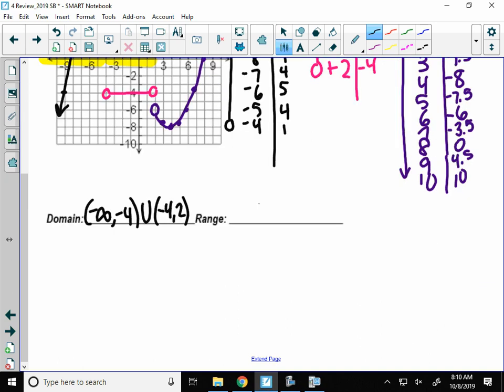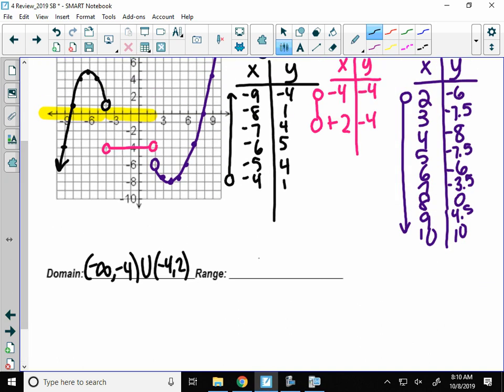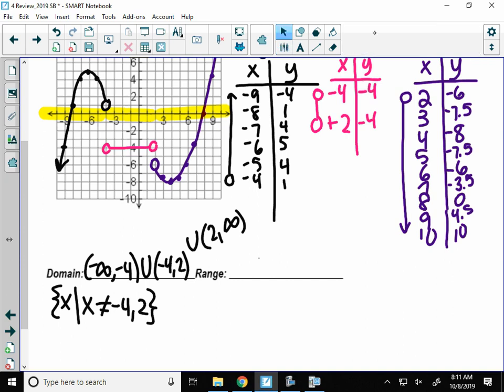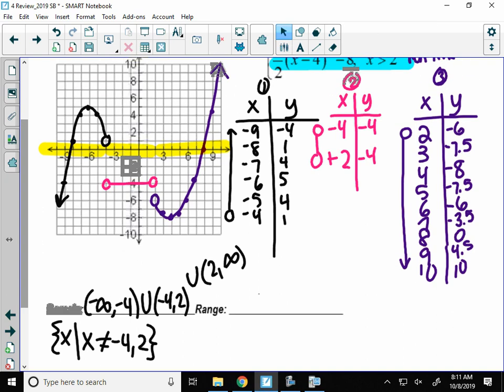And then I actually have one more piece. I'll join together right up here with the highlighter. Again, I pick up at 2 and I go out forever to infinity. Now there's another way you can list this. I can do interval notation, or I could use set notation and say I can use all the x's. I just can't use negative 4 and 2. Those are the only x values that have holes or no value on my graph. Either one is fine.